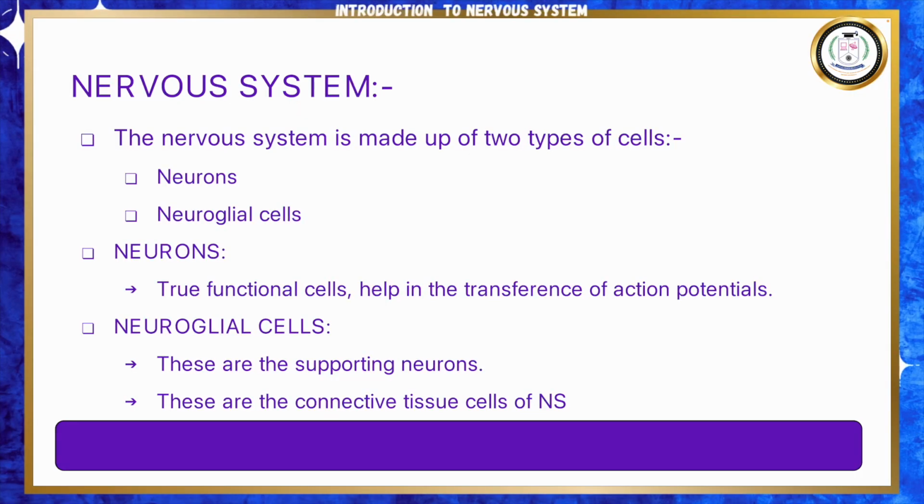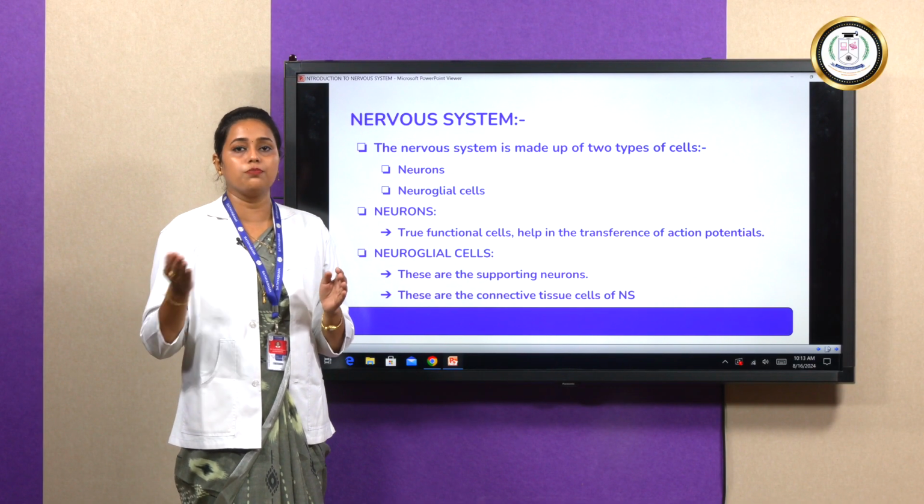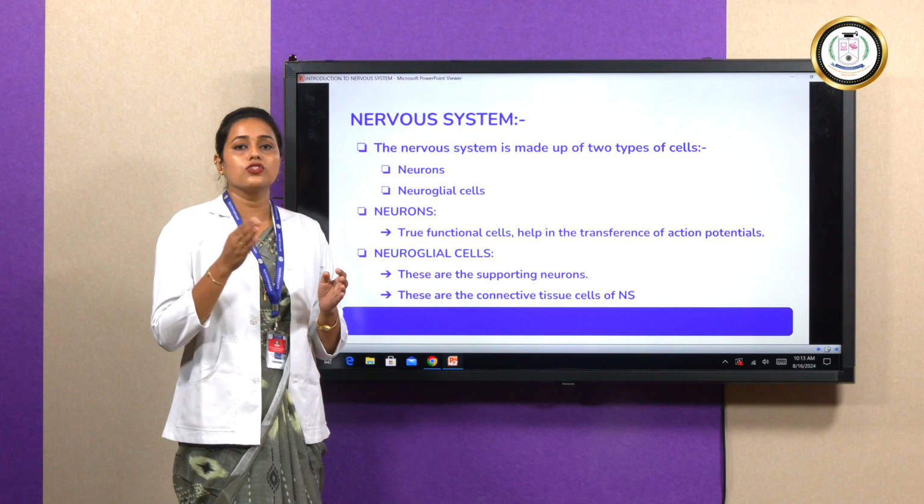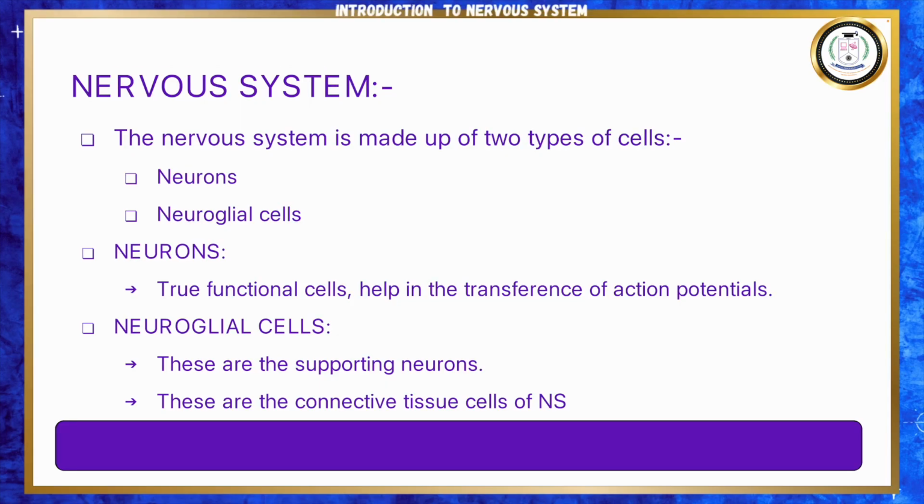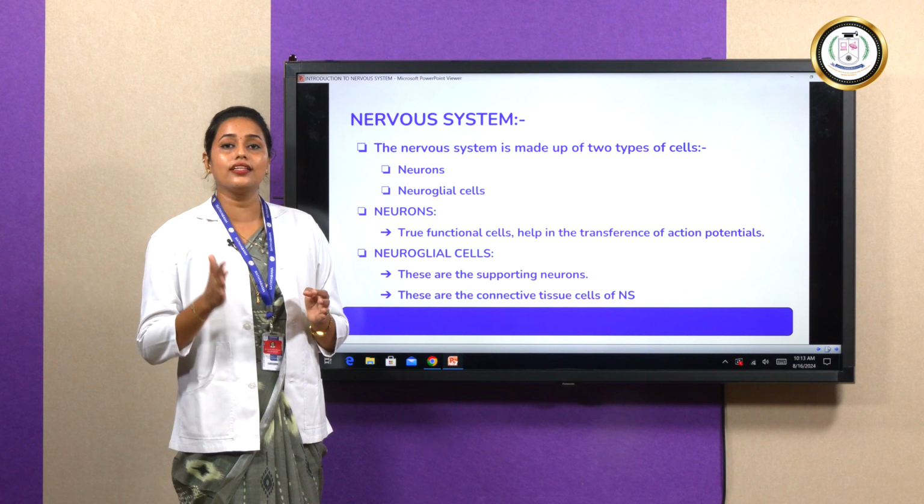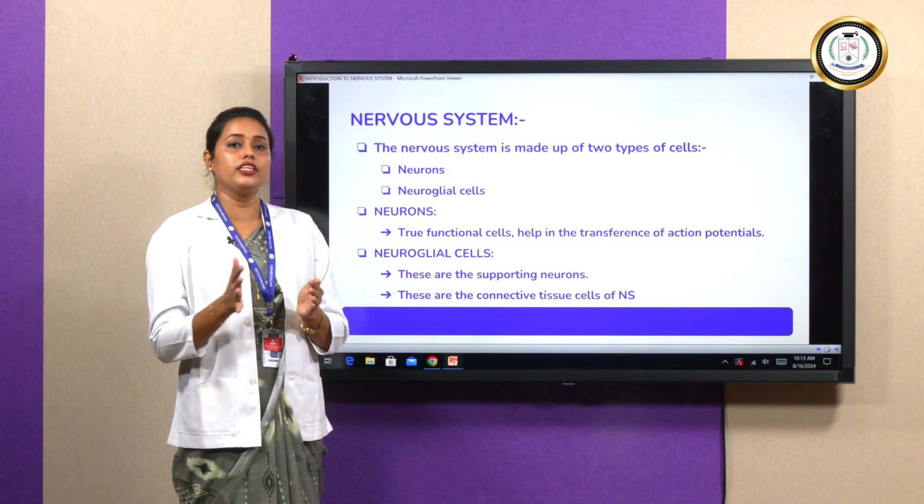So, we'll have an overview of the nervous system. The nervous system is majorly made up of two types of cells. One is the neurons and the other is the neuroglial cells. The neurons are the true functional cells. As we have discussed before, it is the basic structural and functional unit of the nervous system. They help in the transference of action potential. Next come the neuroglial cells. These neuroglial cells are the supporting cells. These are the connective tissue cells present in the nervous system.